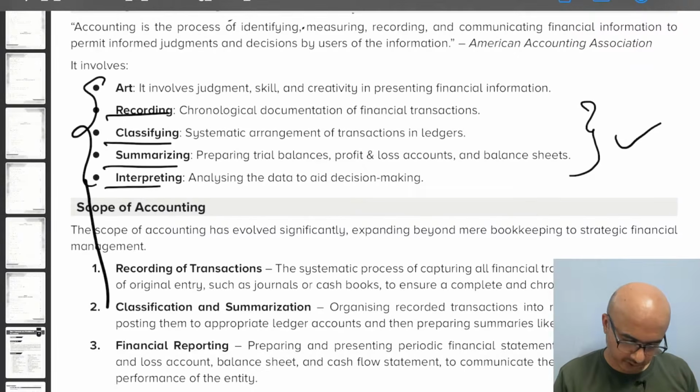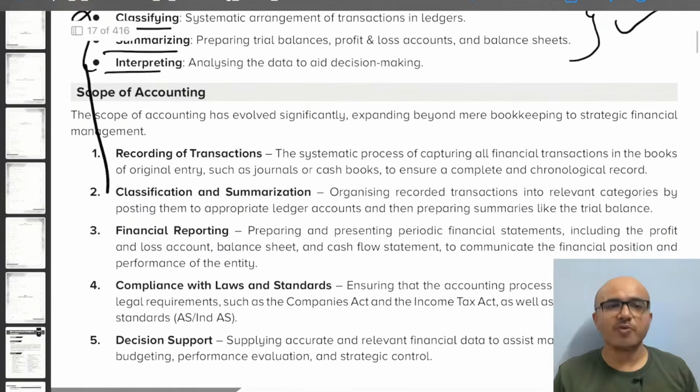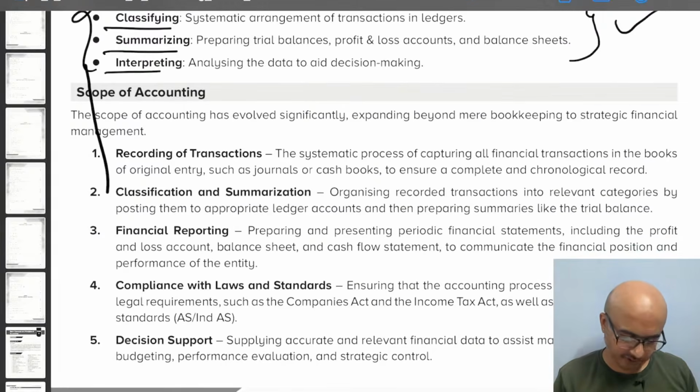Oh my goodness, how do I get rid of this? Yeah, done. Scope of accounting, what do we have? Let me just erase that part.